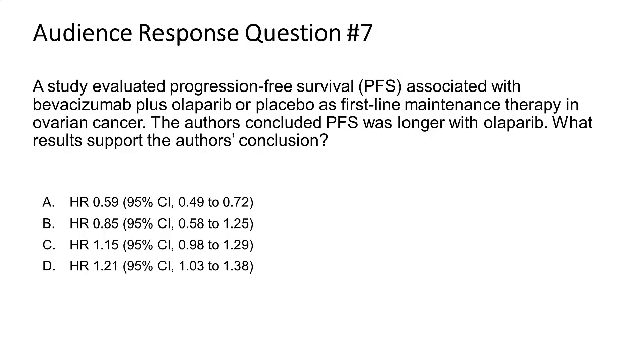A, hazard ratio 0.59, confidence interval of 0.49 to 0.72. B, hazard ratio 0.85 with confidence interval 0.58 to 1.25. C, hazard ratio 1.15 with a confidence interval 0.98 to 1.29. Or D, hazard ratio 1.21 with a confidence interval 1.03 to 1.38.